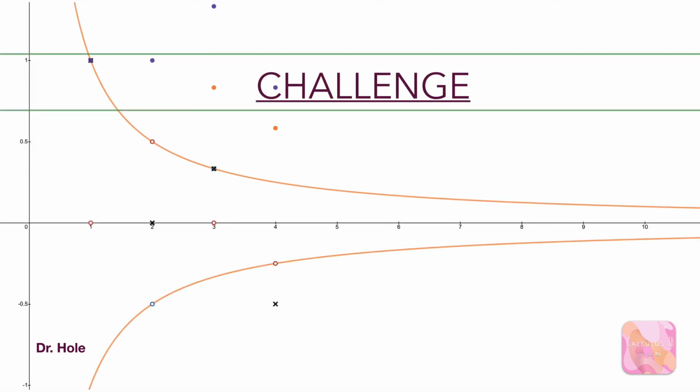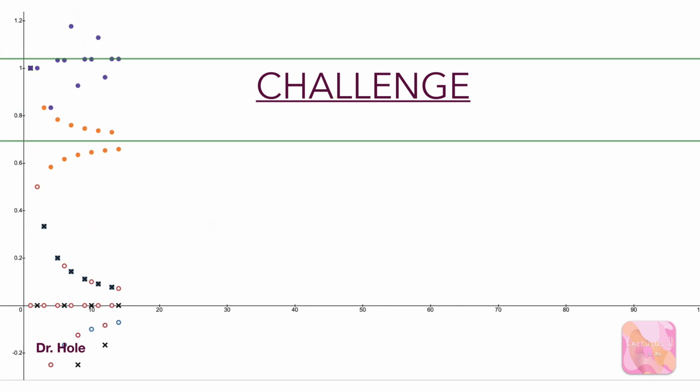Nice. So here's a fun challenge problem. We're looking at a video of a Desmos output. And we have a bunch of dots being plotted in the plane. We have a horizontal line in green, 2 of them. We have the x-axis. We have purple dots, orange dots, red circles, blue circles, and black x's. So this is the first 10 terms in various sequences. Let's look at the first 100 or so terms in these sequences.